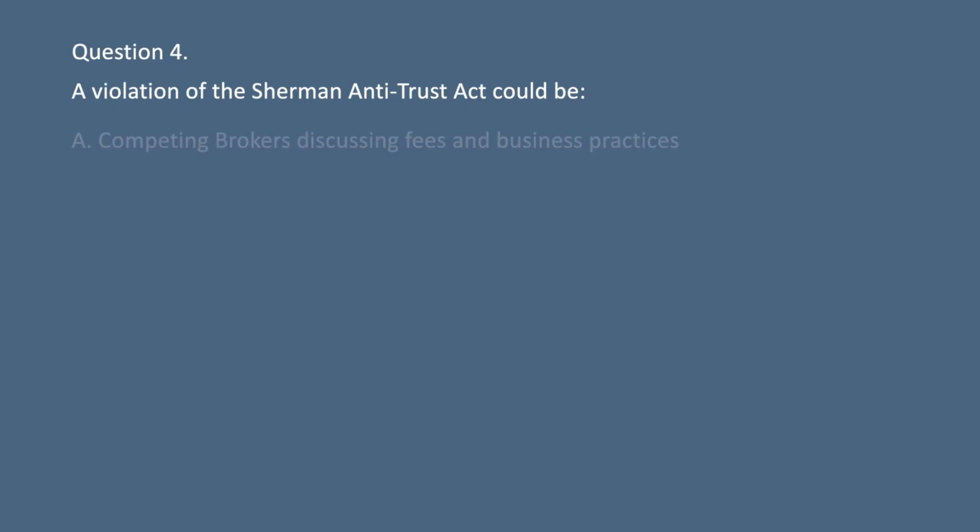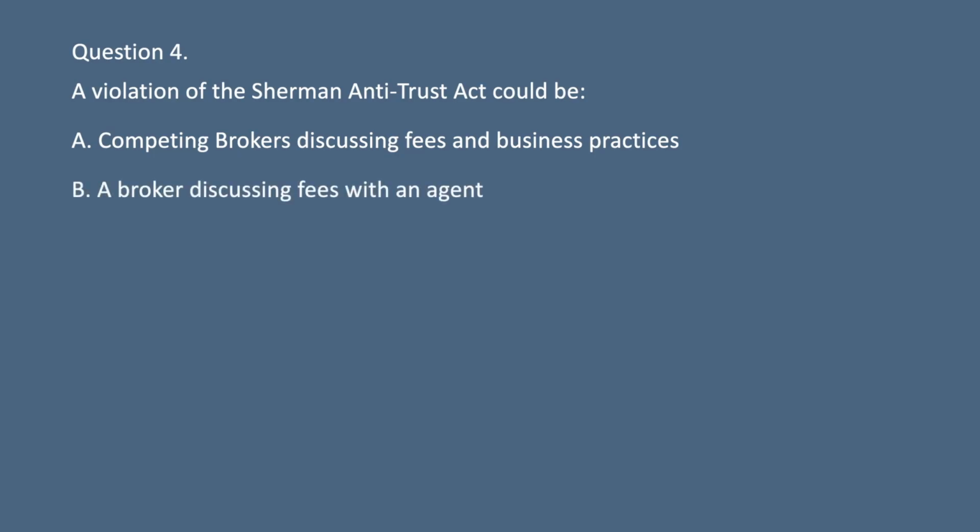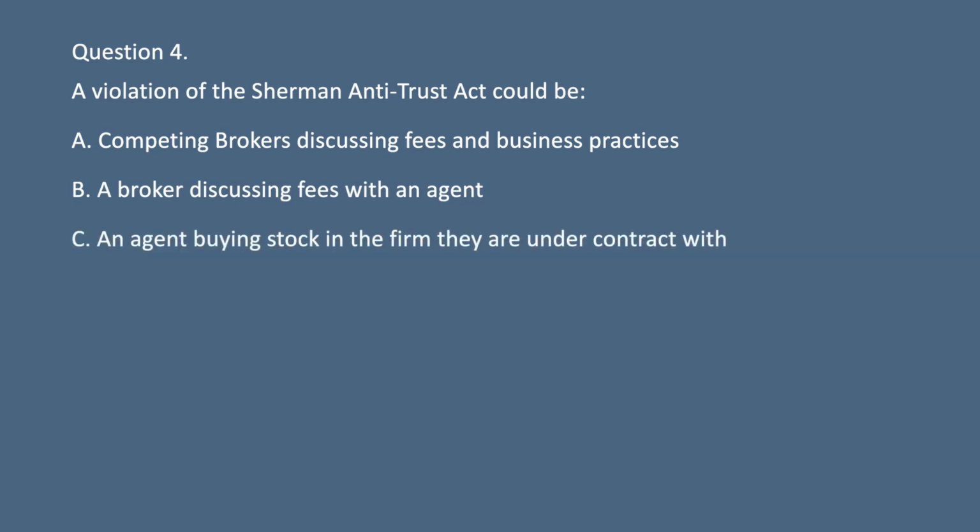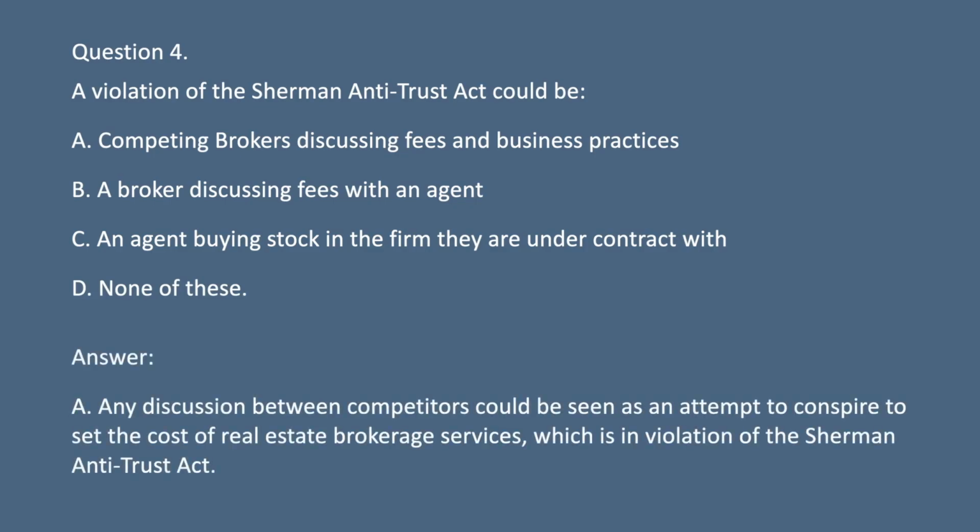Question 4. A violation of the Sherman Antitrust Act could be: A. Competing brokers discussing fees and business practices. B. A broker discussing fees with an agent. C. An agent buying stock in the firm they are under contract with. D. None of these. Answer. A. Any discussion between competitors could be seen as an attempt to conspire to set the cost of real estate brokerage services, which is in violation of the Sherman Antitrust Act.